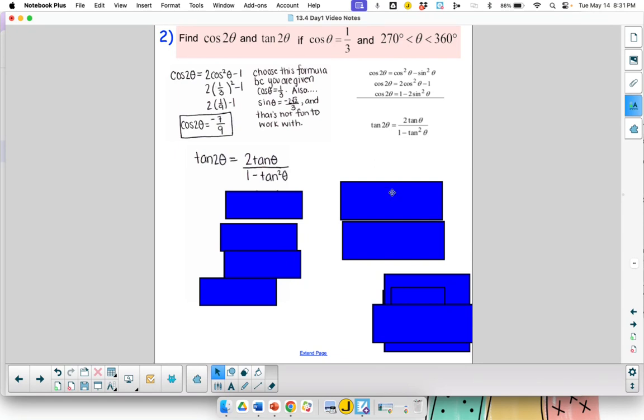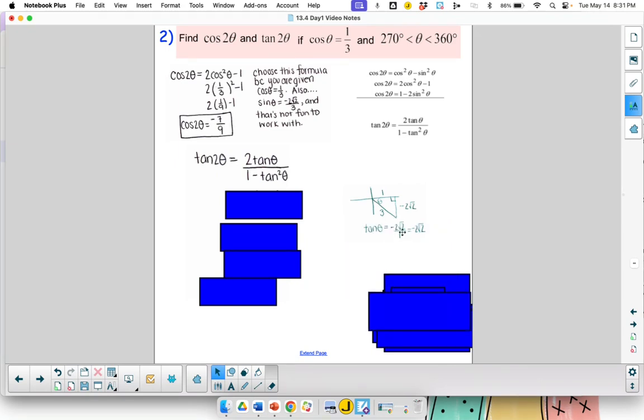So when I label that triangle in quadrant 4, the adjacent side is 1 and the hypotenuse is 3 because I was given cosine. So cosine is adjacent over hypotenuse. Pythagorean theorem to find the missing side. And notice that that missing side is negative 2 root 2. And so now I can figure out what tangent of theta is from doing opposite over adjacent. So my tangent value is negative 2 root 2. Again, that makes sense because I'm in quadrant 4, so tangent should be negative in quadrant 4.